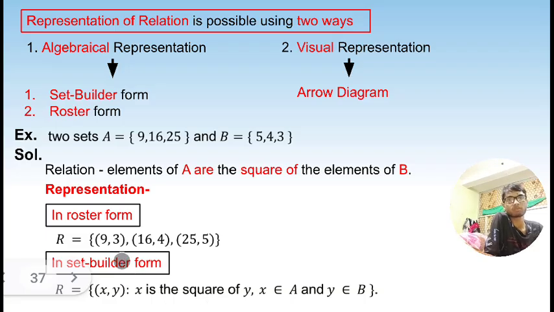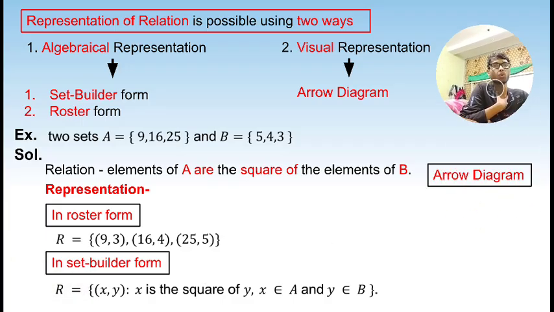It starts from 3, then 4, then 5. So first will come 9, because it is the square of 3. Then 16,4, then 25,5. So this is in set builder form and this is in roster form. The meaning of both is the same.